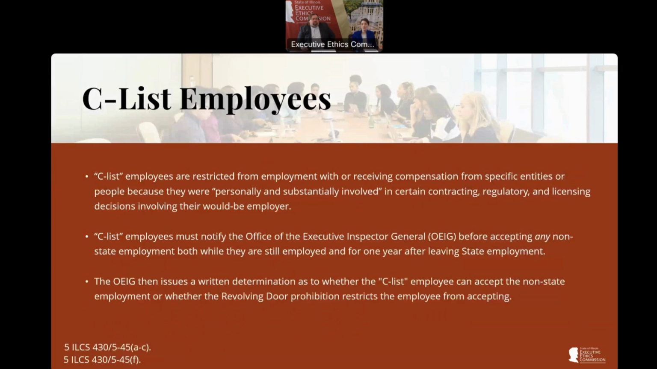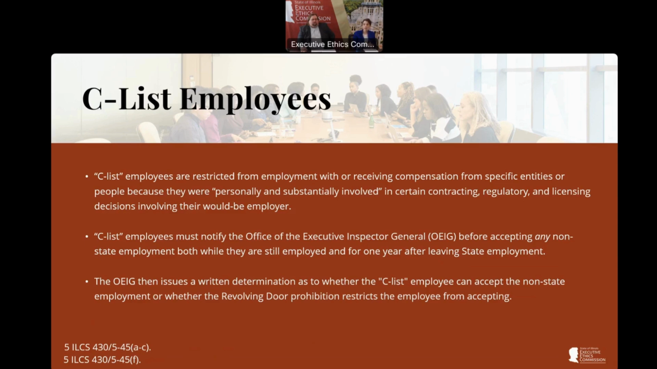So what does it mean to be a C-list employee? I think a lot of the folks listening in to this are probably themselves C-list employees. Essentially, if you are a C-list employee, it means you are restricted from post-state employment, and it's not just employment, so I think you can get around this by saying, oh, I'm an independent contractor. So it's employment with or receiving compensation from specific entities or people because of, again, quote, personal and substantial involvement in contracting, regulatory, or licensing decisions. And we're going to talk a little bit more in detail about what personal and substantial involvement means and what those types of decisions are.